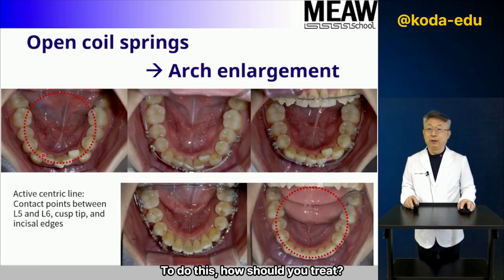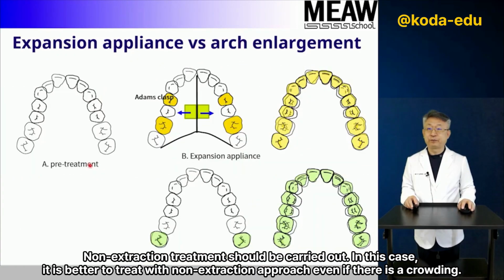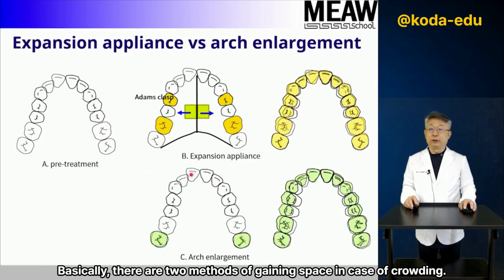To do this, how should you treat? Non-extraction treatment should be carried out. In this case, it is better to treat with a non-extraction approach even if there is crowding. Basically, there are two methods of gaining space in case of crowding.